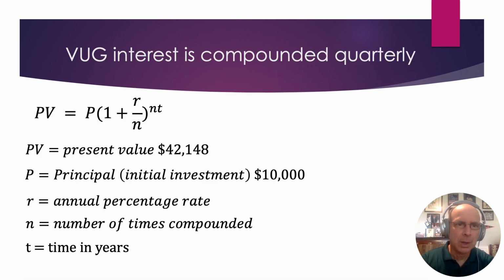To figure out the compound interest on the VUG, Vanguard Ultimate Growth, to figure out how much you earn annually, you have to use the following compound interest formula: the present value equals the principal times 1 plus the annual interest rate, which we're going to figure out, divided by n, which stands for the number of times compounded in a year, raised to a power of n times t. T stands for time in years.